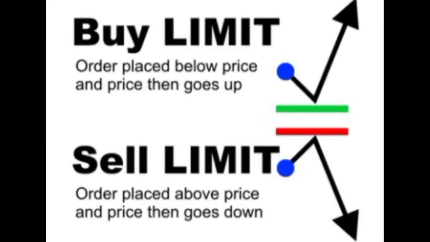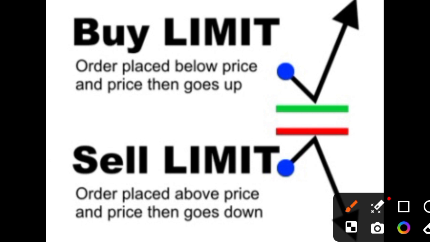So guys, a buy limit is an order placed below price, and price then goes up. Let's say price is currently here, but you don't want to enter at that particular price. You want to enter at a lower price. So your strategy was that price is still going to come back to this zone and then start going up again, right?